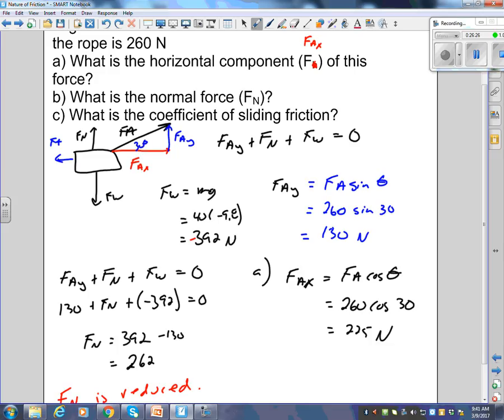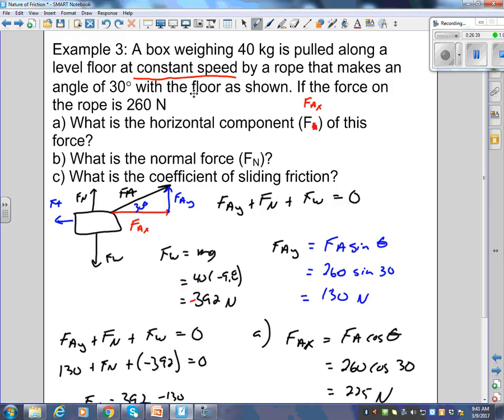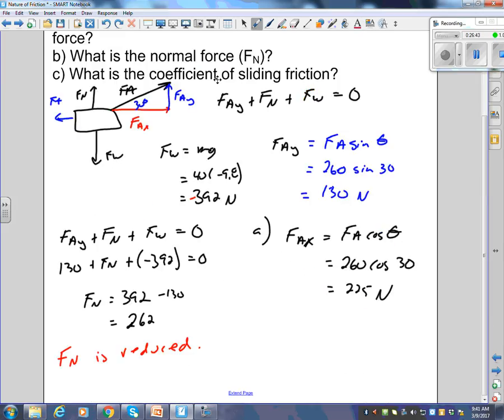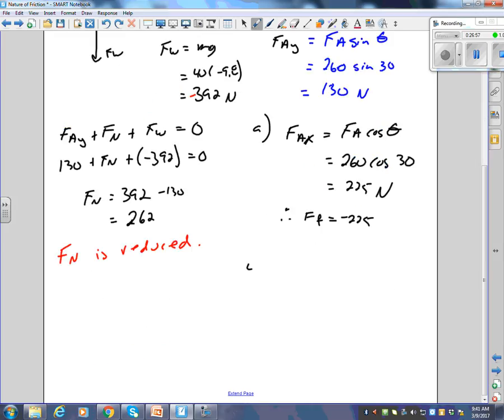And now, what is the coefficient of sliding friction? Mu equals FF over Fn. We don't have an FF yet, do we? But you'll remember from a few minutes ago, I said that the FAX has to equal the FF, right? How come? Constant speed. Right? So therefore, you guys know 3 dots in a triangle means therefore. Therefore, the friction force would be 225. Technically, it's negative 225 because it's to the left. And now you can use that in part C.